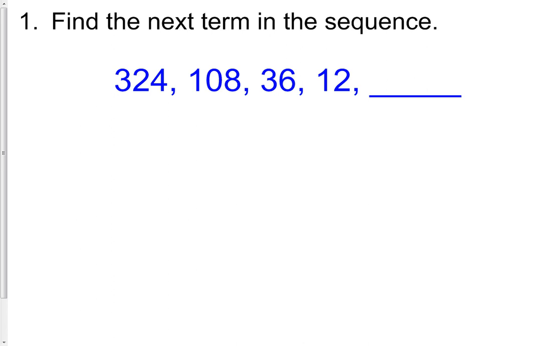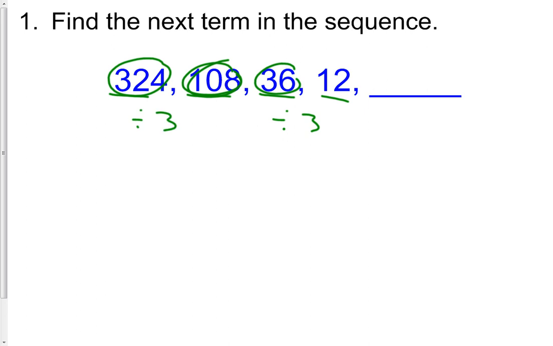So we're looking at this one. How do we find the next term in this sequence? How do we get from this term to this term to this term to this term? Might be a little bit harder to see going from here to here. But how do you get from 36 to 12? Don't you divide by 3? If you take 324, divide by 3, you get 108. Divide by 3, you get 36, so on and so forth. So to get our next term, we're going to end up dividing by 3. So 12 divided by 3 is 4.